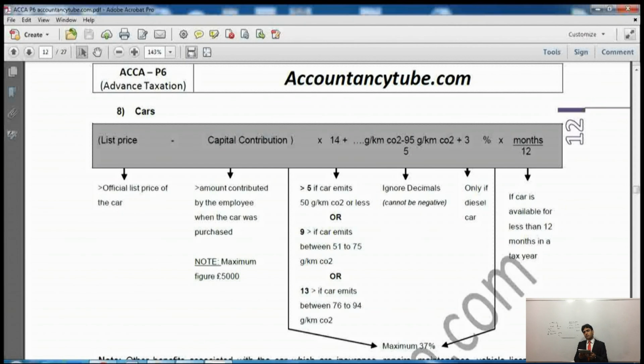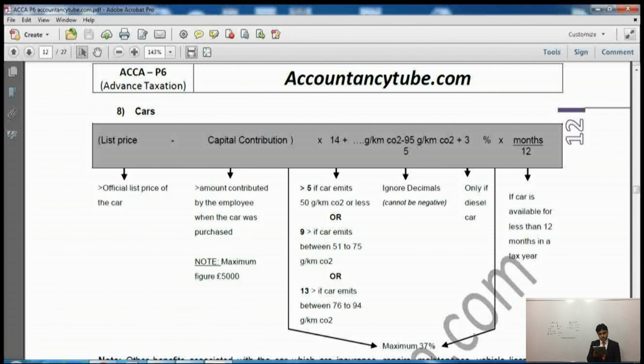All right. So when you are going to buy a car in the UK, please make sure to ask the manufacturer how much is the carbon dioxide emission of this car. They will tell you, the lower the emission is, the less tax you will have to pay. Right. So here you go, how to calculate the benefits of the car.